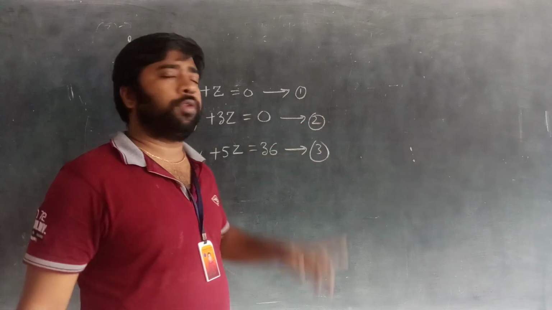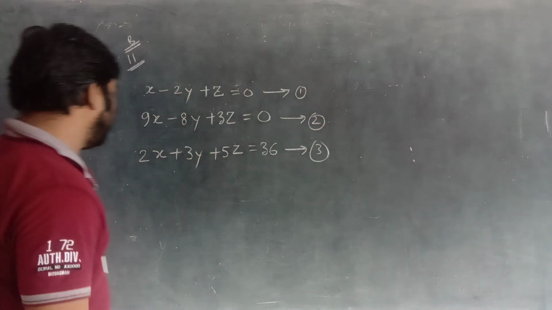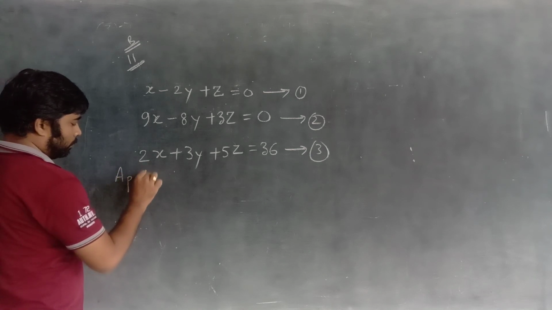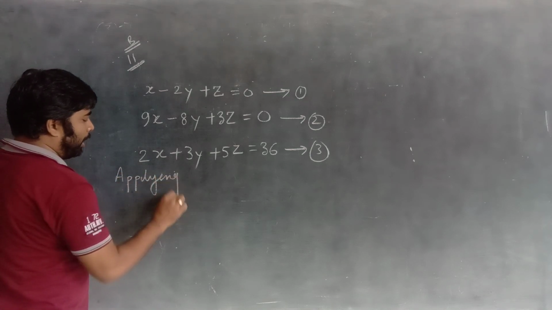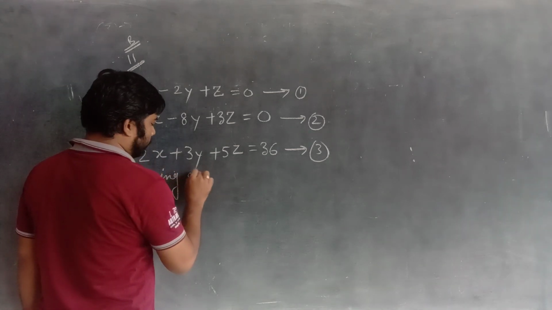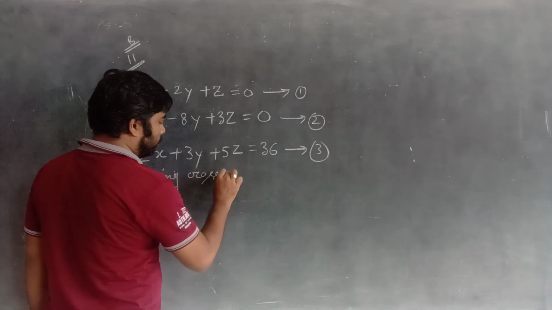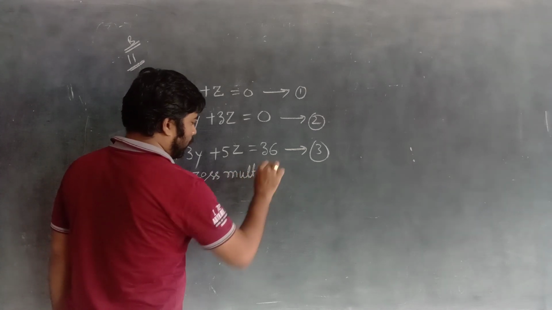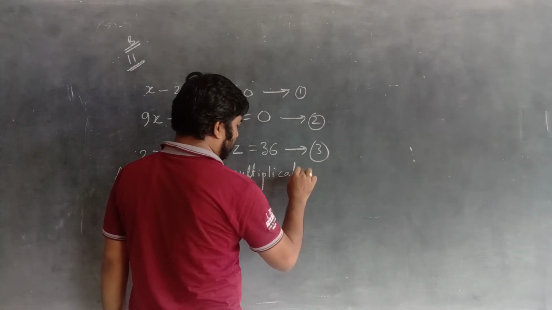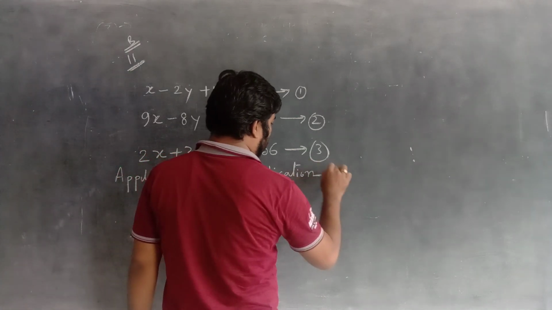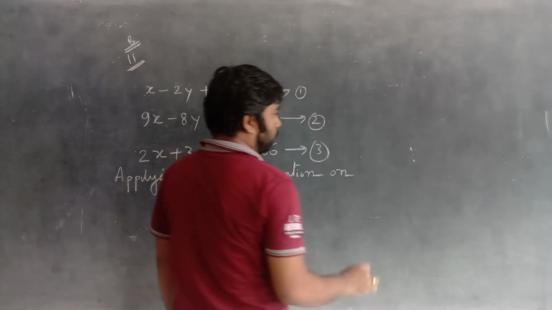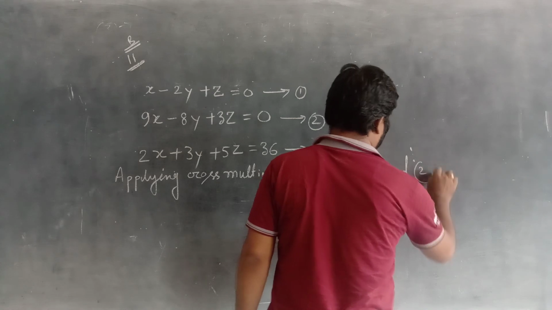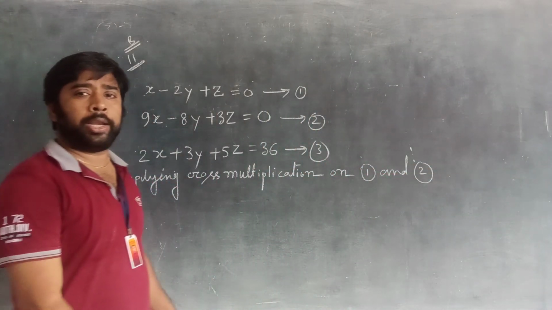So whenever two equations contain the constant part 0, we shall apply cross multiplication on those two equations. Here equations 1 and 2 are containing the constant part 0. So we shall solve 1 and 2 first. Apply cross multiplication on 1 and 2.